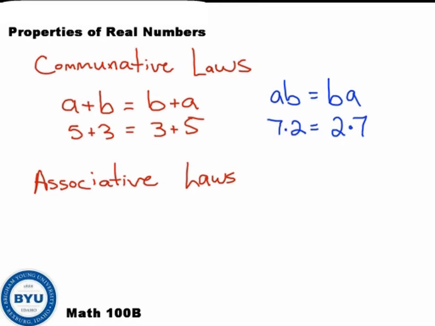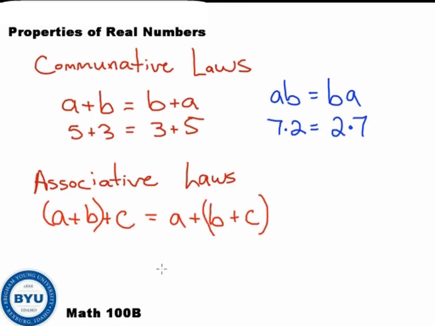The associative law is kind of the same idea. In the associative laws, we have 3 or more groupings. For example, if I had A plus B plus C, and I wanted to add A and B first, I could do that. And that would be the same as if I took A plus B plus C and added B and C first.